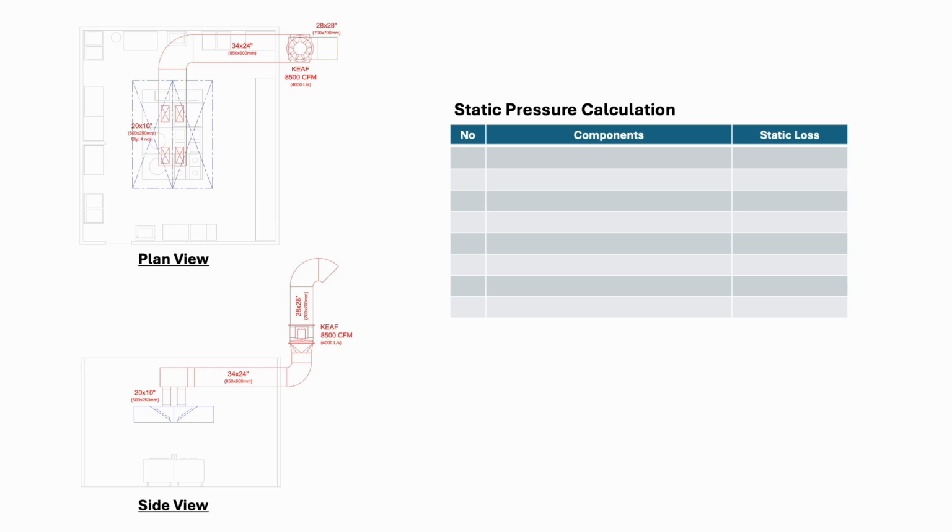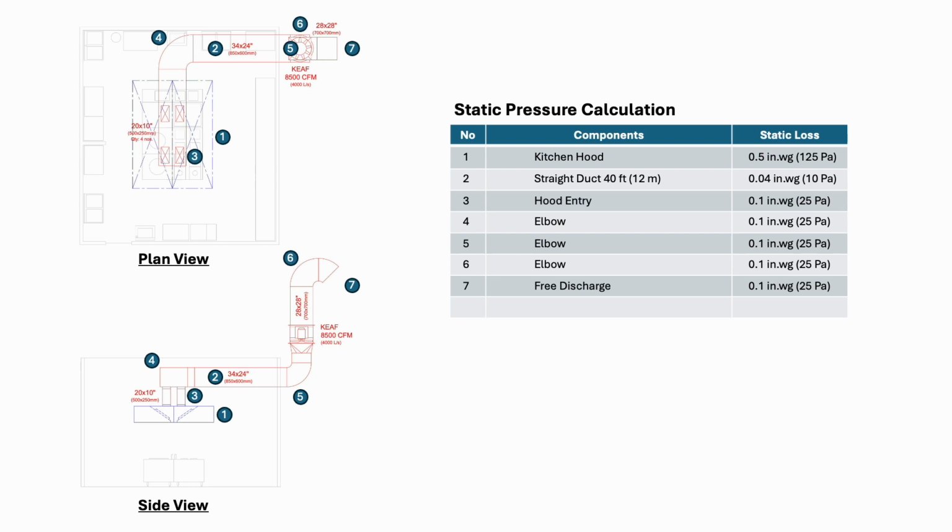Once we have the exhaust flow rate, we need to design the duct and calculate the static pressure for fan selection. For simplicity, assume the static loss for the kitchen hood is 0.5 inch water gauge. The loss for the straight duct is 0.04 inch water gauge, and the rest of the fittings are 0.1 inch water gauge. In total, the static loss came out to 1.04 inch water gauge. We can specify the static pressure of our exhaust fan at 1.1 inch water gauge to ensure proper system performance.